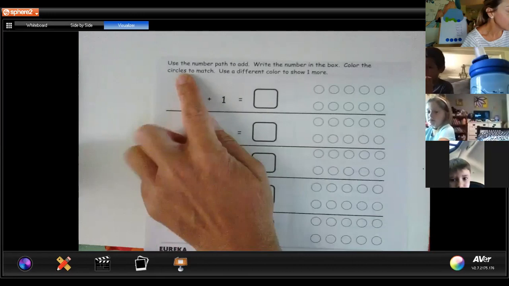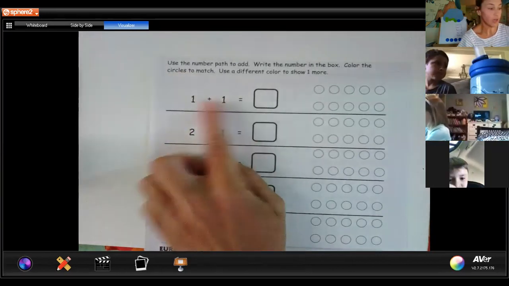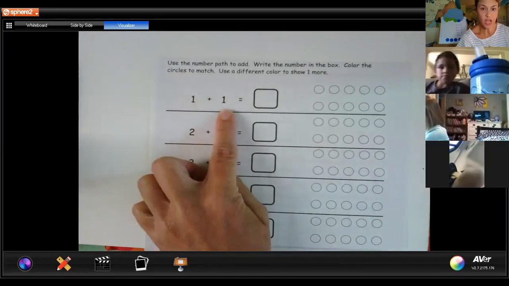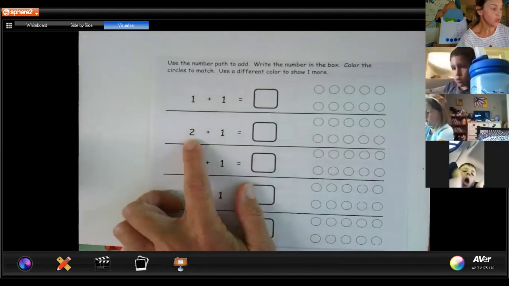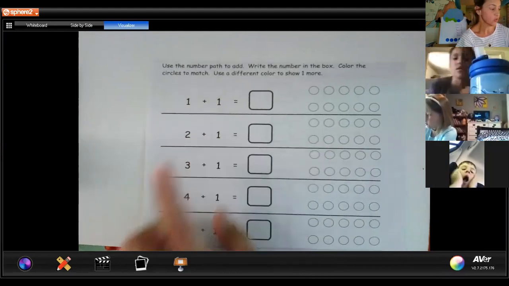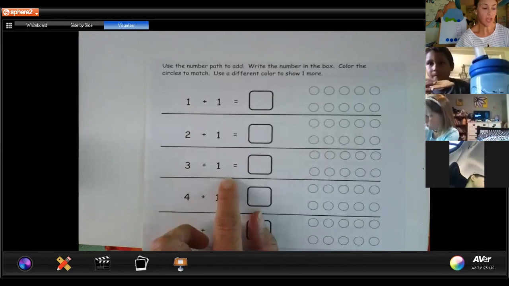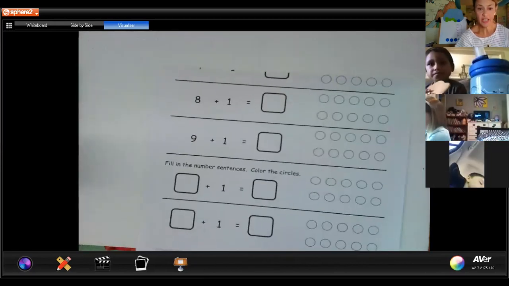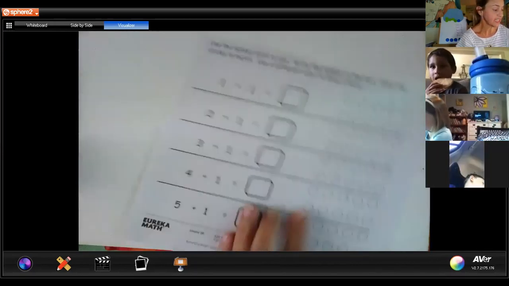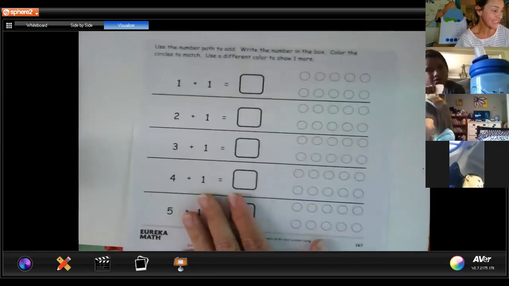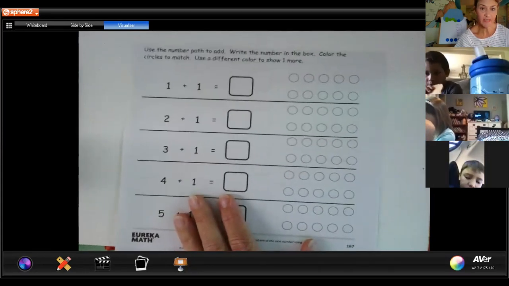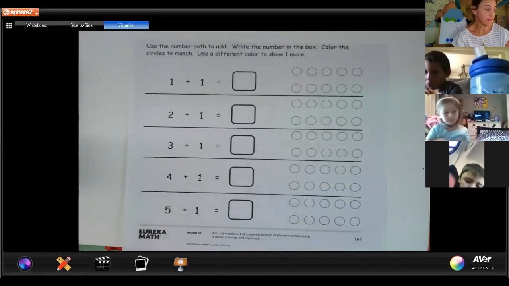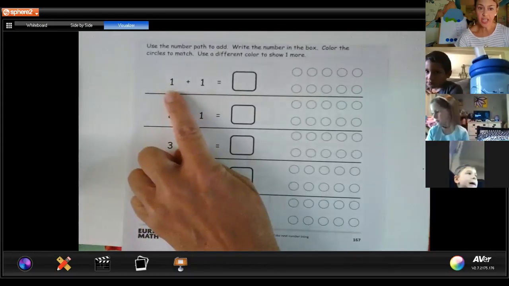But if you look right here, I'm going to pull out 2 different colored markers. And we're going to add one more. This one is 1 plus 1 equals 2 plus 1 equals 3 plus 1. And if you flip it over, it's the same thing. That's lesson 38, page 167 in your Eureka Math Workbook. So how many am I going to color in right now?